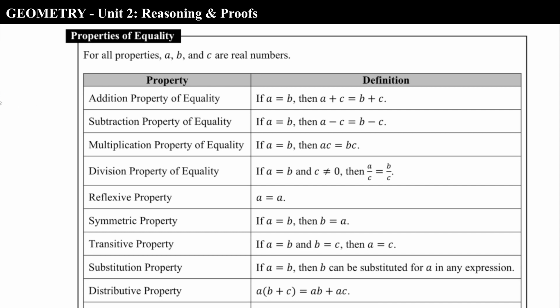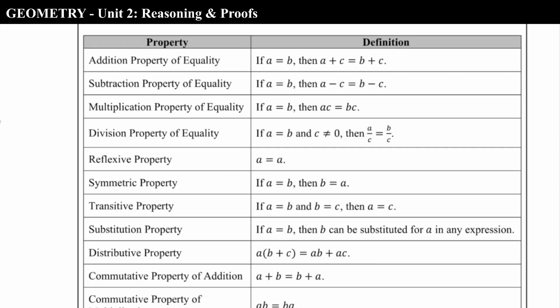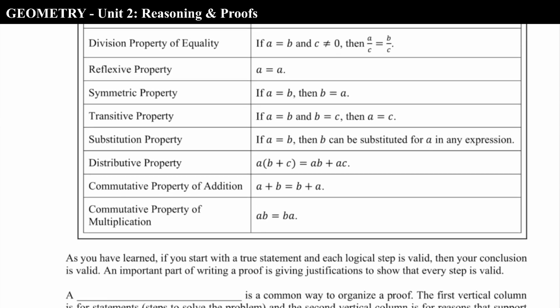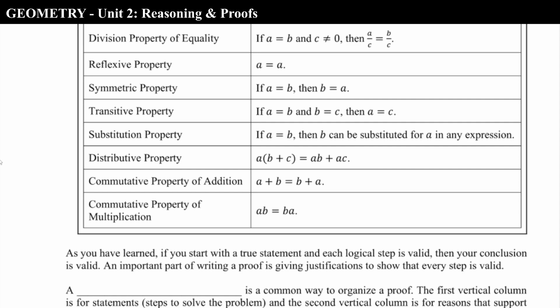We briefly mentioned that in the last section when we talked about deductive reasoning because it's very similar to the law of syllogism. The substitution property, if A equals B, then B can be substituted in for A in any expression. The distributive property, if you're multiplying A by the quantity B plus C, then you multiply A by both B and C within that parentheses. The commutative property, A plus B equals B plus A, and that goes for multiplication as well. A times B equals B times A.